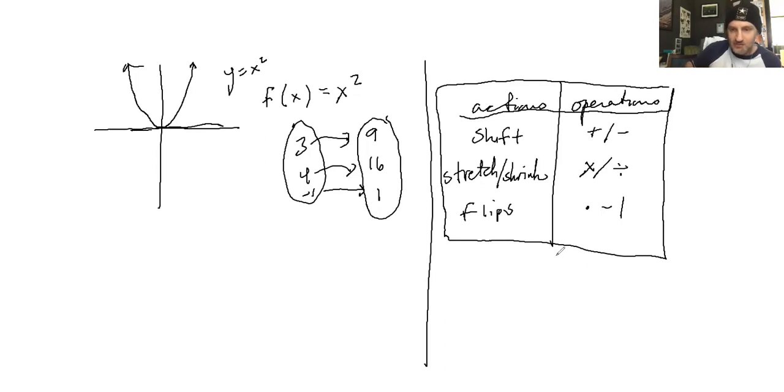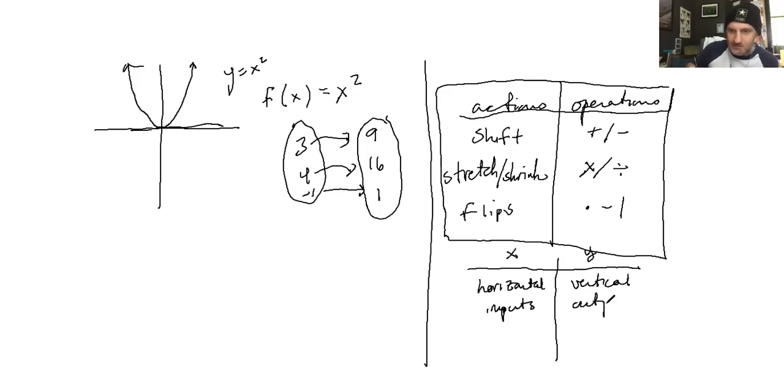Okay, then the next table has to do with x and y. So x is horizontal, obviously. Y is vertical. X has to do with the inputs, and Y has to do with the outputs. And X is counterintuitive, and Y is intuitive.